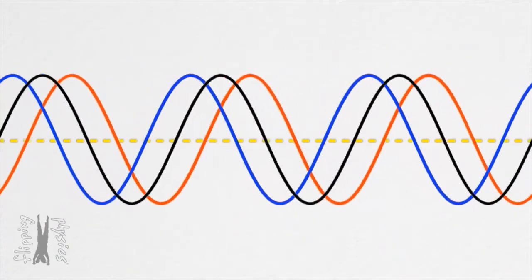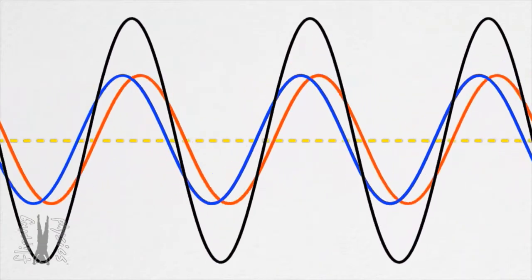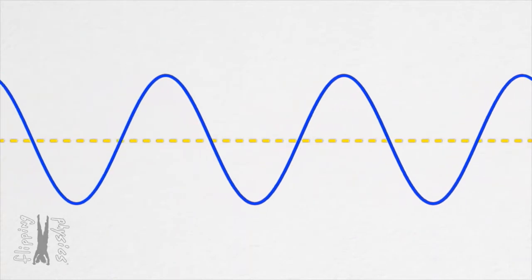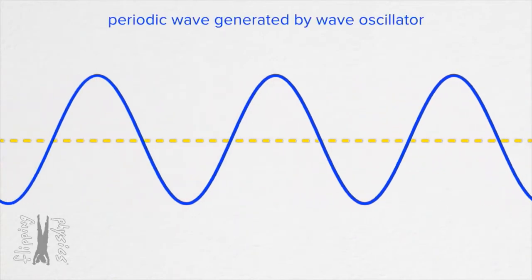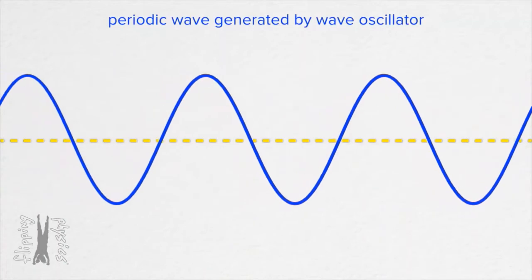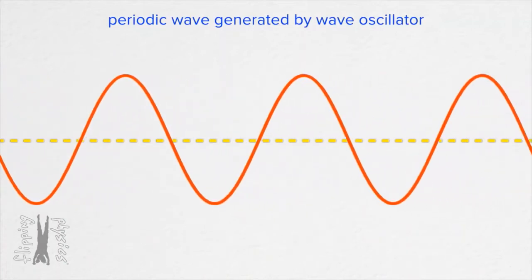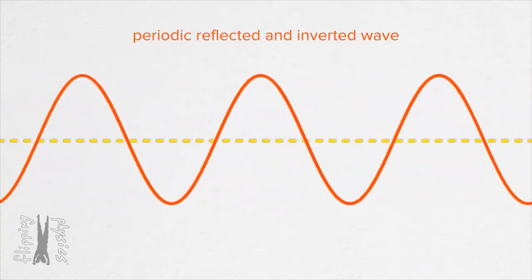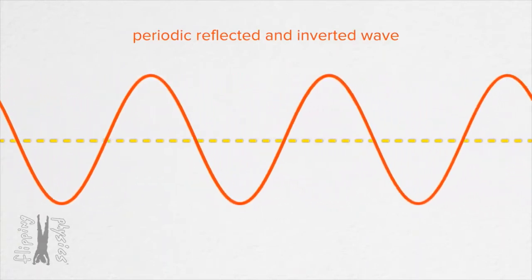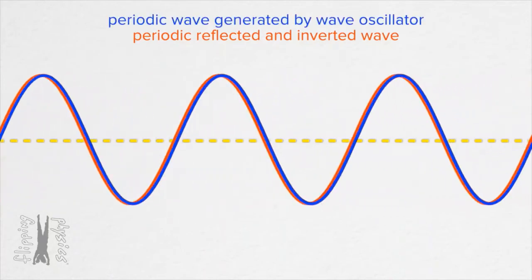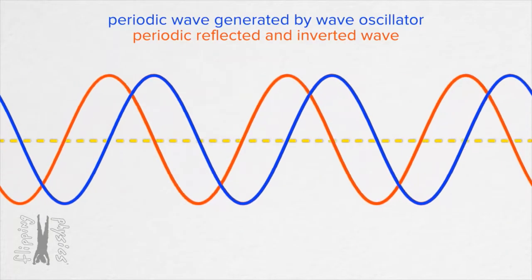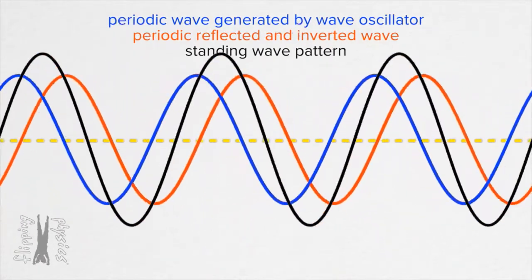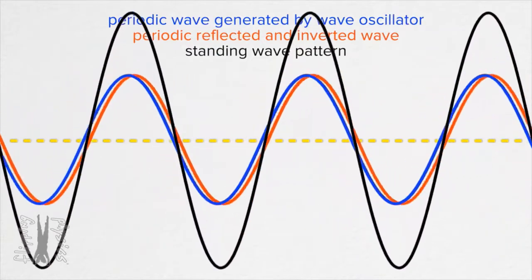That's cool. What is that? I don't know. Actually, let's look at the individual parts of the animation. The blue periodic wave is moving to the right and represents the periodic wave which is being generated by the wave oscillator. The red wave is moving to the left and represents the periodic wave which is the result of the blue wave being reflected and inverted by the fixed end on the right. But the truth is that neither of those waves exists by themselves. What we actually see is the constructive and destructive interference of those 2 waves creating the black standing wave pattern.